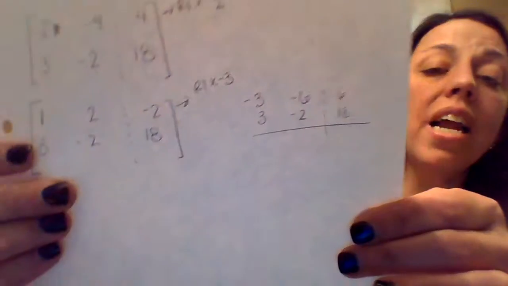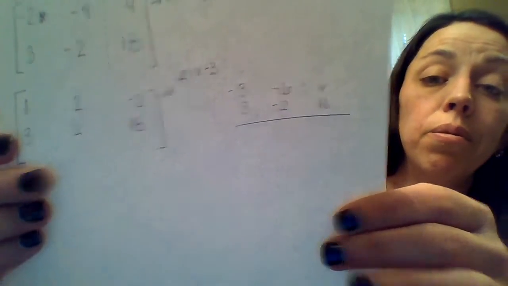I would get that off to the side. Negative 3 plus 3 is 0, negative 6 and negative 2 is negative 8, 18 plus 6 is 24. Did I really want to change the top row? No, so I'm going to keep that top row where it is. But I did want this one with the 0, so I'm going to put that in row 2.